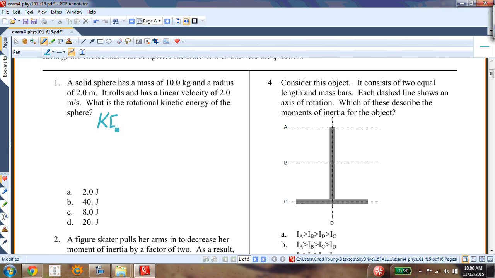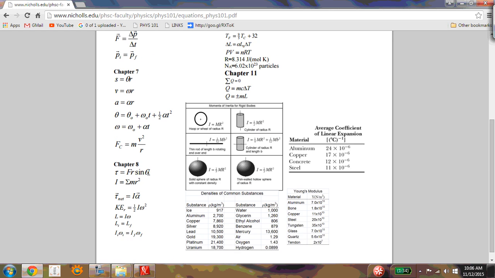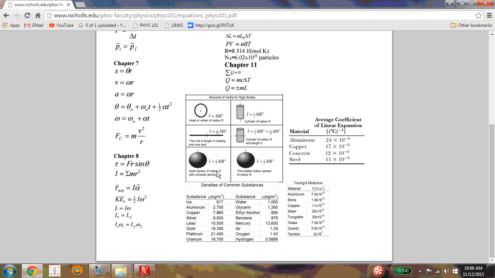Okay, well I know that the kinetic energy is 1/2 I omega squared. So I need to know both I and omega. I for a sphere is 2/5 mr squared. I can know that if I look over here at my equation sheet. Look at this table. Here's a thin-walled sphere. Here's a solid sphere. It's 2/5 mr squared.